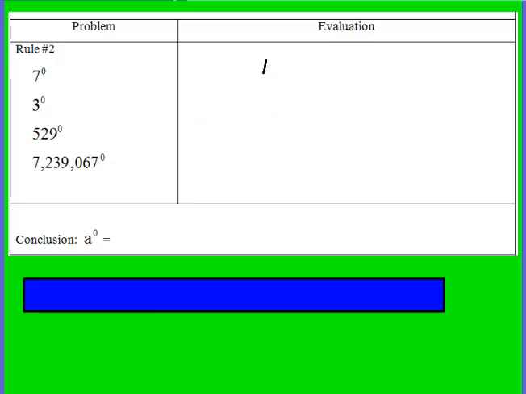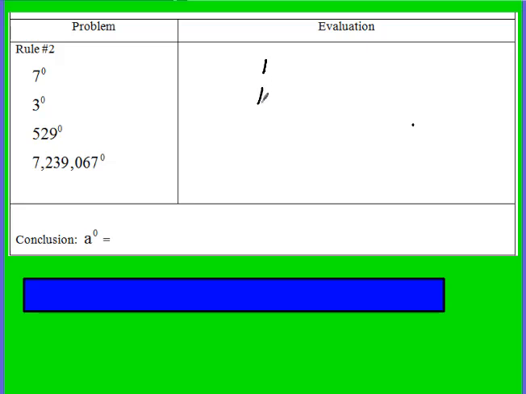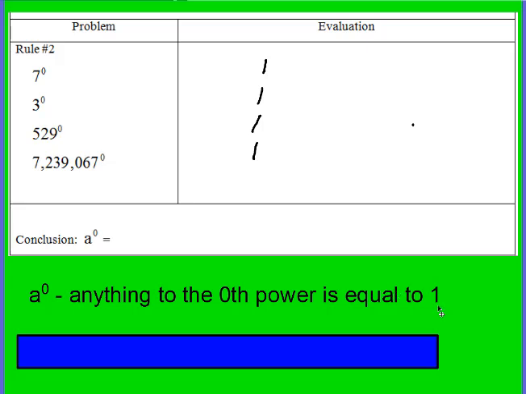And then if you did 3 to the 0th power, let's do it on this calculator this time. 3, exponent key, 0. Maybe it's just the calculator. I still got 1. So if you did 529 to the 0th, I bet you got 1. If you did 7,239,067 to the 0th power, you still got 1. So I'm hoping what you found out was that anything to the 0th power is equal to 1. Anything to the 0th power is equal to 1. So keep that in mind.